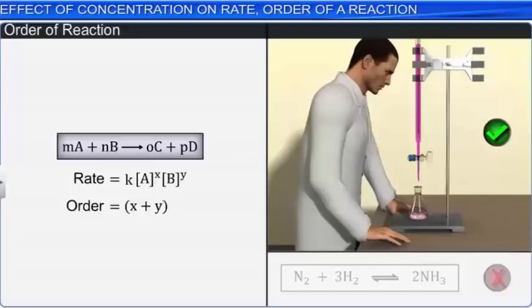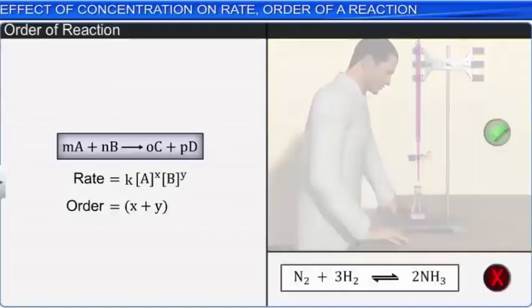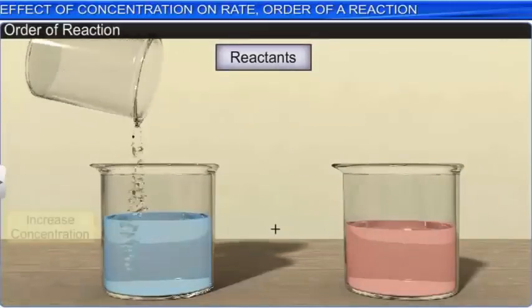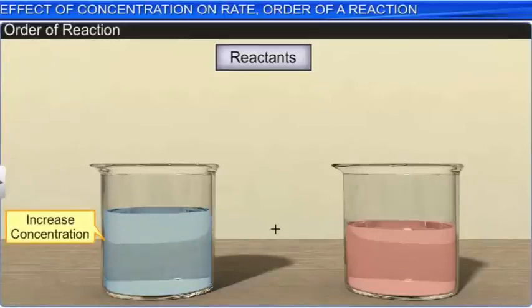It is important to note that the order of a reaction can only be determined experimentally and not from the coefficients of the balanced equation. For any reaction, the reaction rate with respect to the reactants is determined by varying the concentration of any one of the reactants, keeping the concentration of other reactants constant. Let us look at a reaction to understand this better.